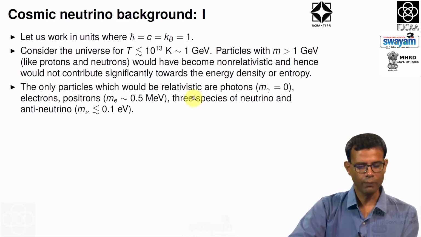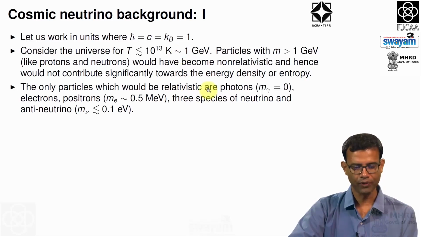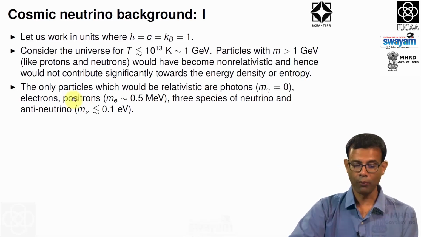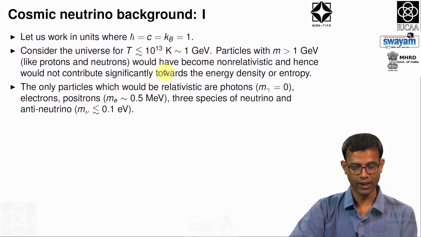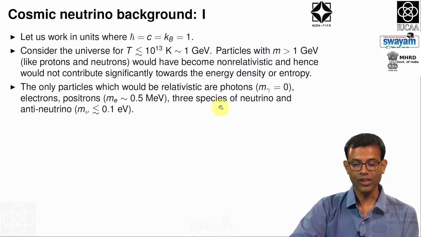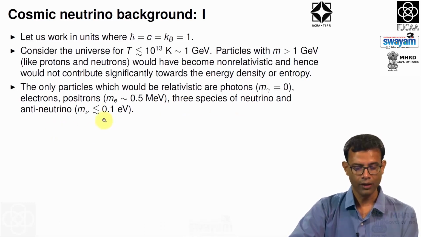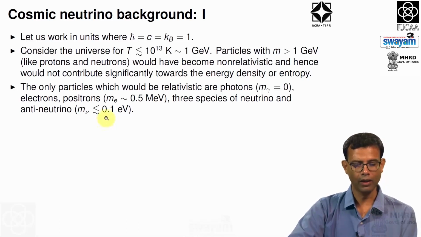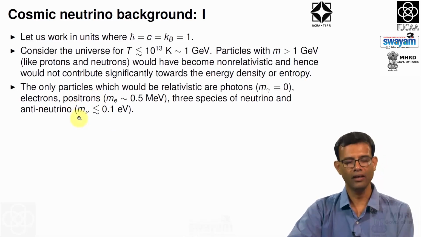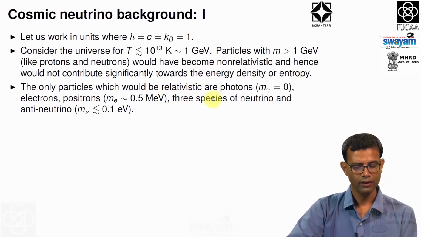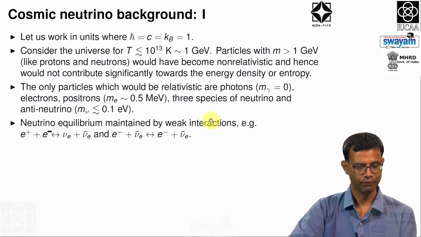As far as we understand, the only particles which would be relativistic at this time will be photons. Photons are of course always relativistic because their masses are 0. Electrons and positrons will also be relativistic at the GeV scale because their masses are 1000 times smaller than that. And the 3 species of neutrino and antineutrino, again you can take them to be massless. They are believed to have mass now, but even if they have masses, they would be sub eV scales. So, when the temperatures are of the order of GeV, these neutrinos and antineutrinos will also be ultra relativistic.